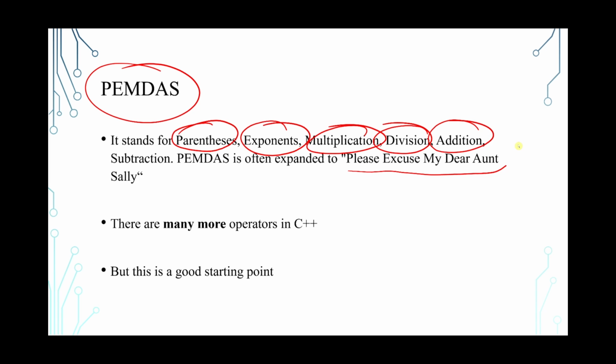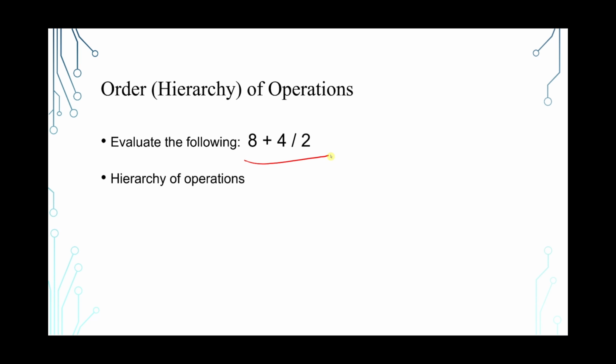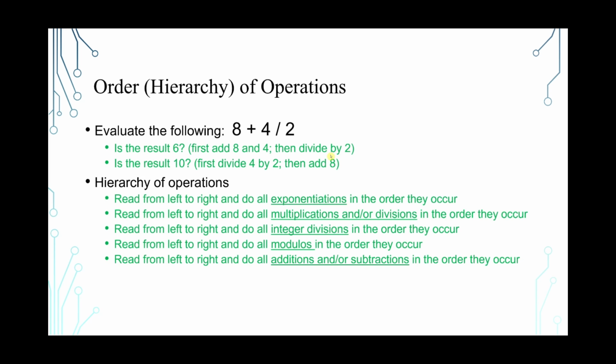So there are many more operators in the C++ programming language, but this is a good starting point. So these are the things we are going to talk about today: the multiplication, division, modulus, addition, and subtraction. So the order or the hierarchy of operations, if I ask you to evaluate this, 8 plus 4 divided by 2, is the result 6 or is the result 10?